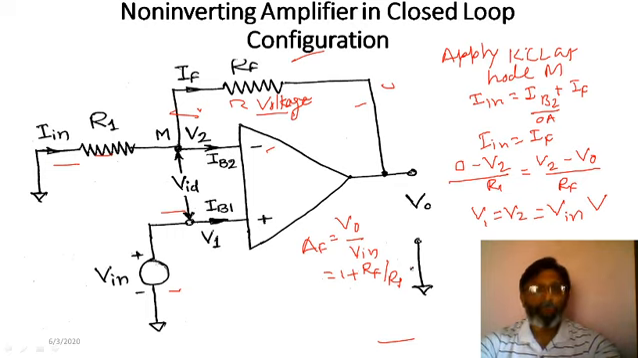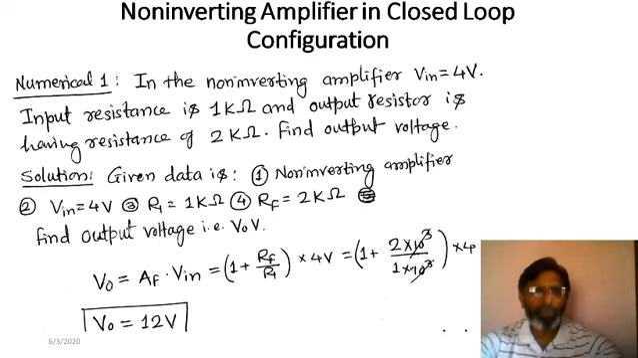So this is a non-inverting configuration. In here the phase difference between the input and output will be 0 degrees, because in this case AF is positive: if your input is positive, output will be positive. If your input is negative, output will be negative. So based on this also you will be asked a numerical.